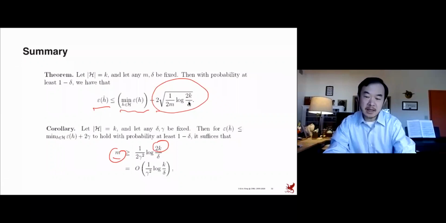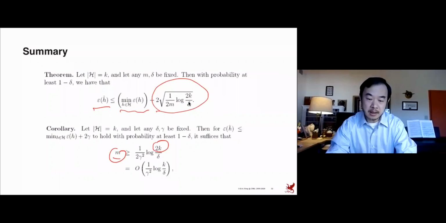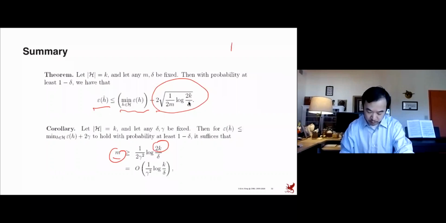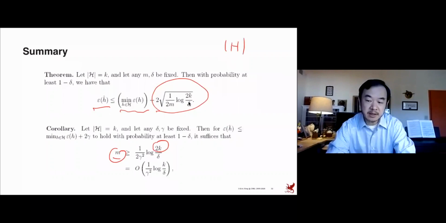Next time, I'm going to talk about how to get more natural by removing the limit of the size of the H, so they become infinite. And then under there, what kind of strategy we can adopt to achieve good outcome with high guarantee.